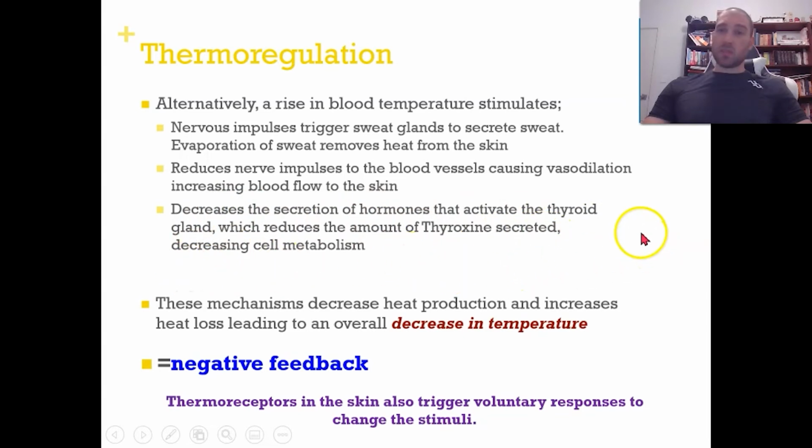So you're not burning as much sugar, and if you're burning less sugar, you're generating less heat, and that will cool you down. So these mechanisms all work together. So we've got some nervous system action, and we've got some endocrine system action to decrease your body's temperature. And again, it's negative feedback.